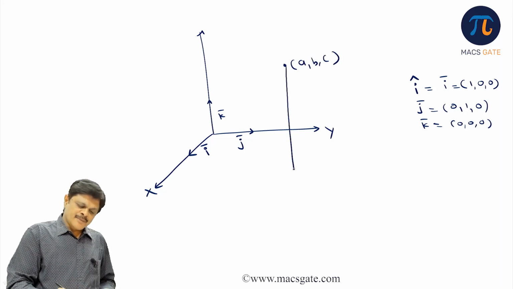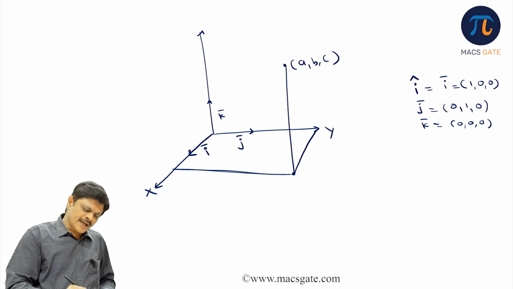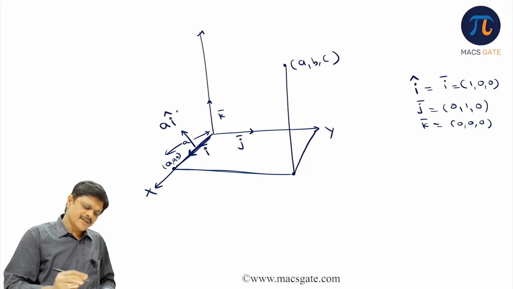Now any vector in space can be represented in terms of these unit vectors. That is called component form. How do you get it? Suppose this is the unit vector i bar and this point is a, actually (a, 0, 0). This is the vector (a, 0, 0). What is the length of this vector? It is a. How do you represent this vector? It can be represented as a times i bar, because the length of i bar is 1. So this vector would be a i bar.